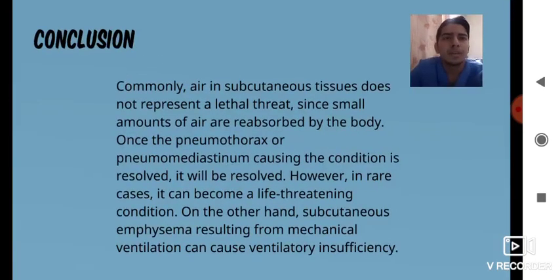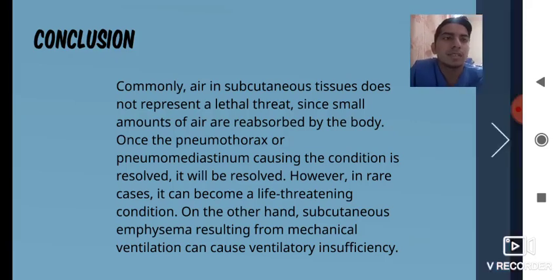Conclusion. Commonly, subcutaneous emphysema does not represent a lethal threat, since a small amount is resorbed by the body once the pneumothorax or pneumomediastinum causing the condition is resolved. In rare cases, it can become a life-threatening condition, and subcutaneous emphysema resulting from mechanical ventilation can cause ventilatory insufficiency.